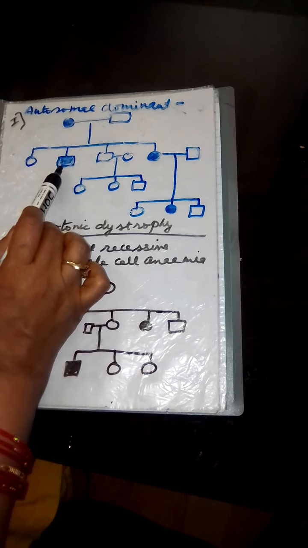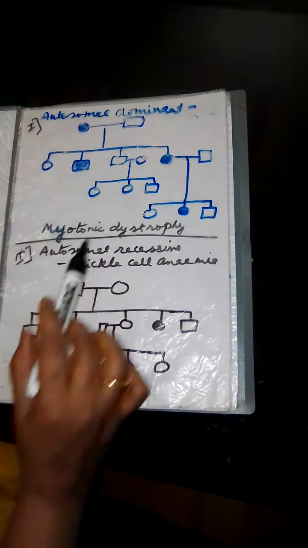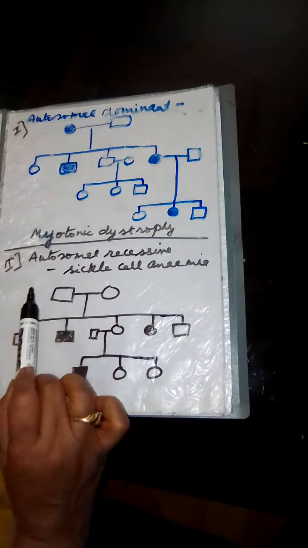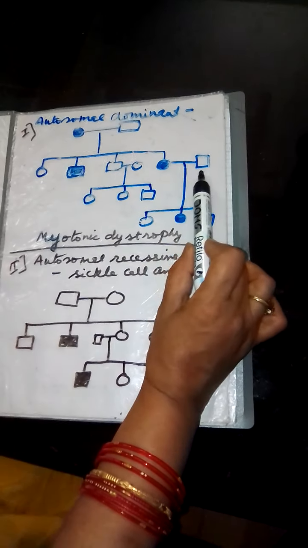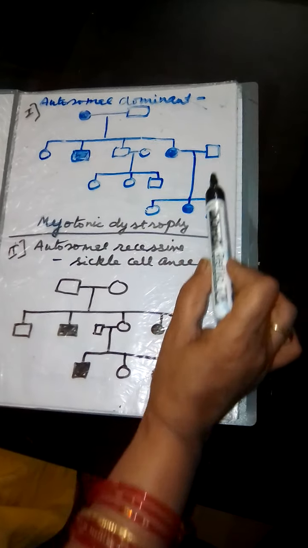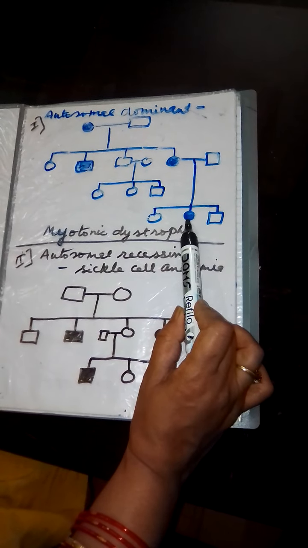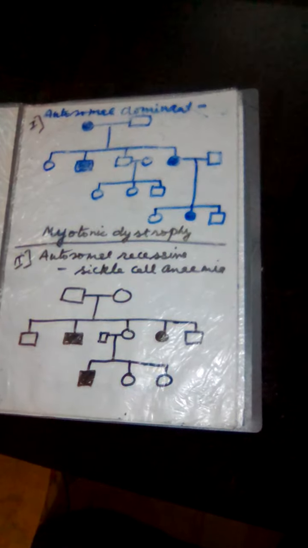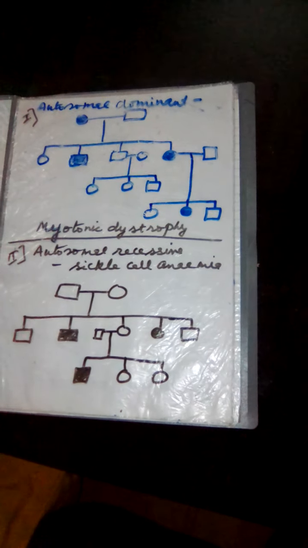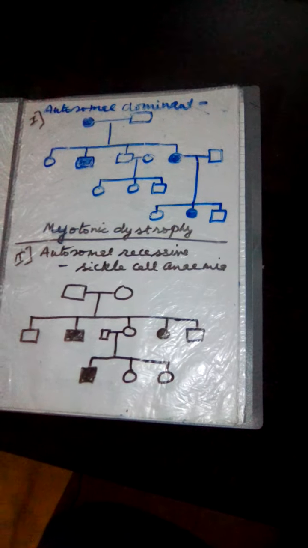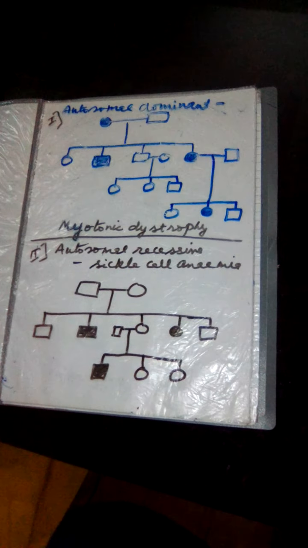So this is the third child. This is the fourth child. So one male and one female are affected, and one female and one male are normal. Now when this normal mates with another normal, all the offspring are normal. But when this affected child marries another normal, what happens? Again one child is showing the disease, that it is affected.